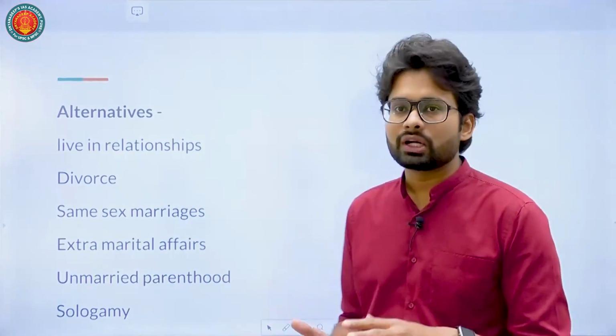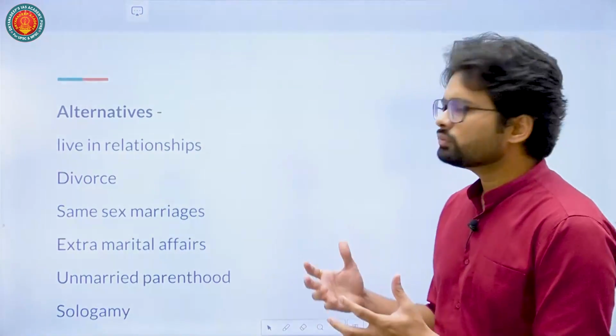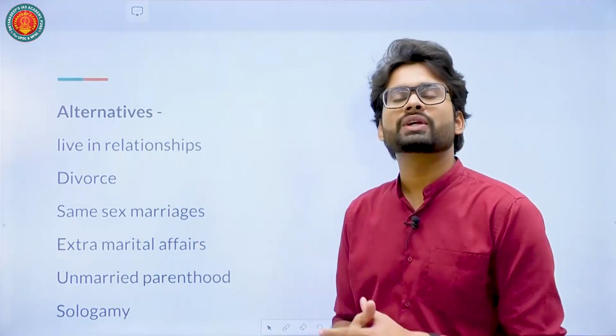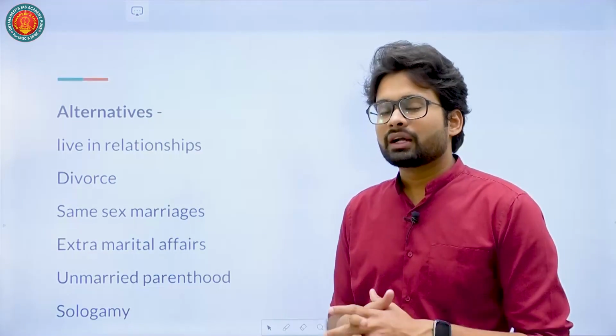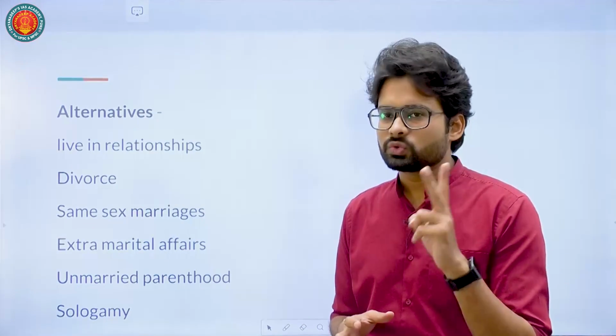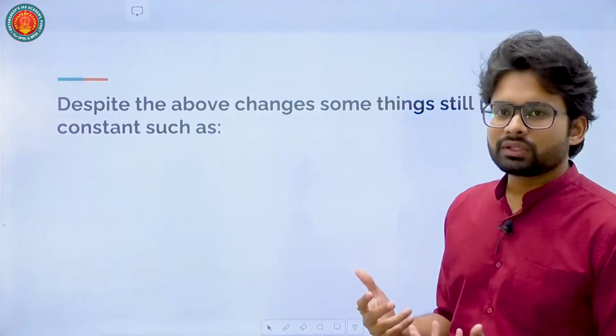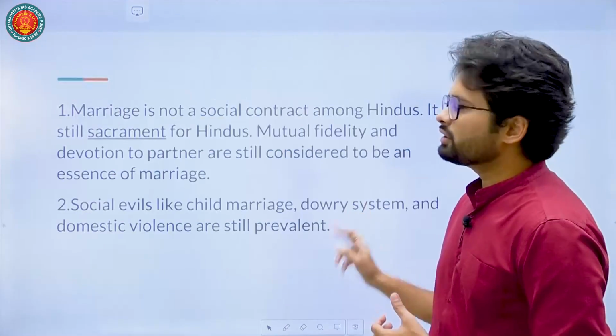And likewise, sologamy. Recently, one important piece of news came in our newspapers where a girl married herself. So that is sologamy. These are the new forms and changes we are observing in the marriage and family system. Till now we have discussed the two structures of our answer. The last part is what is actually the continuity, which is constant in the family and marriage system.